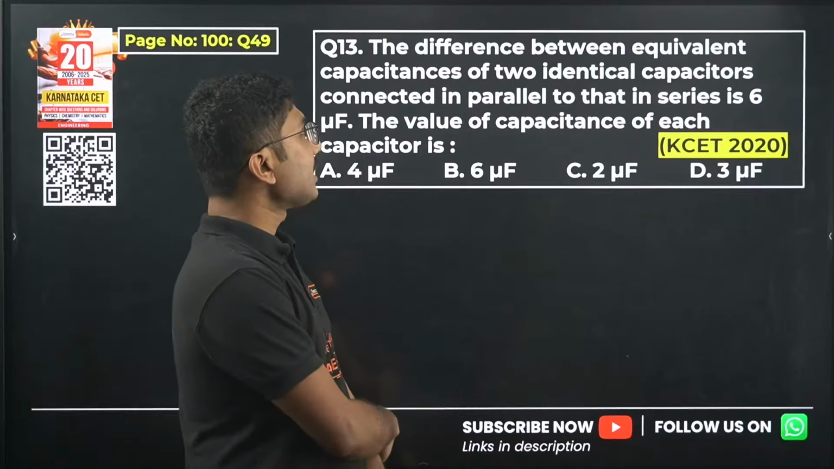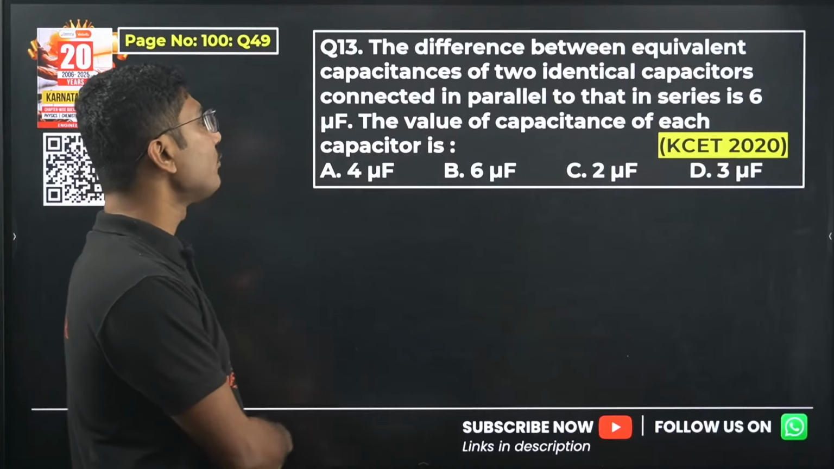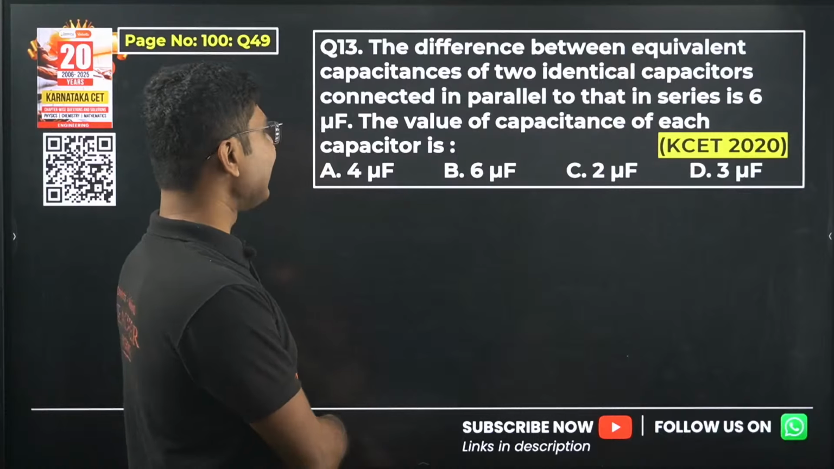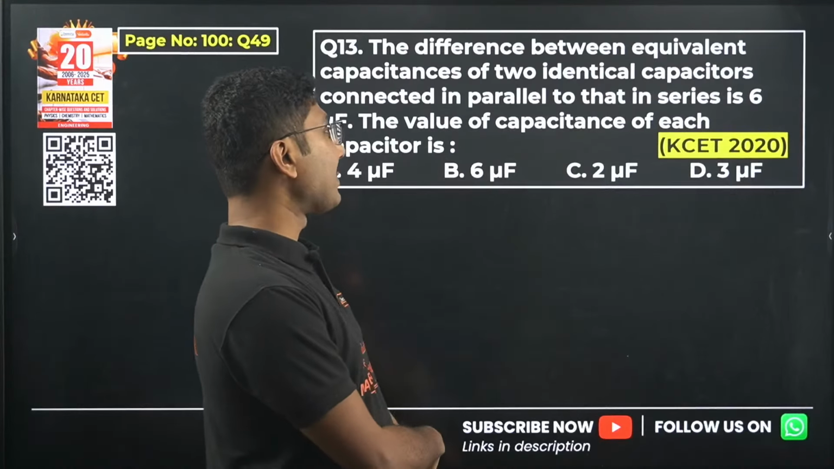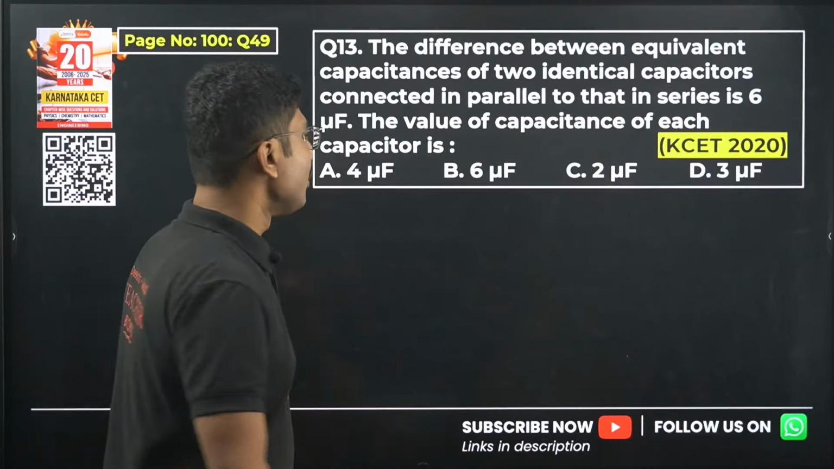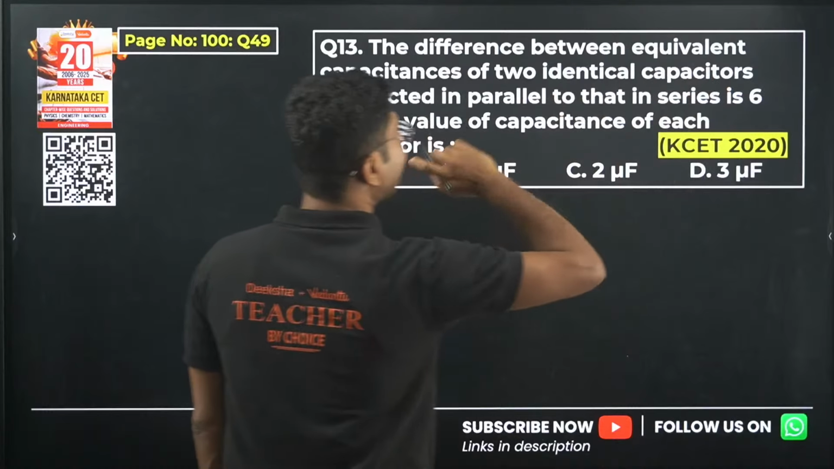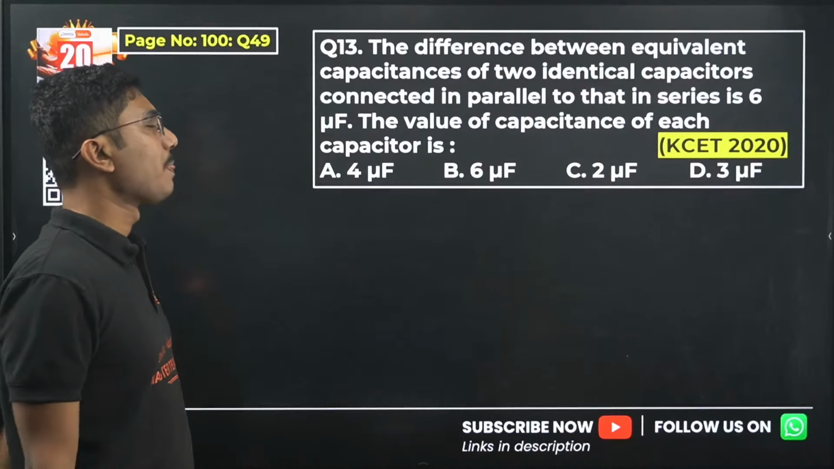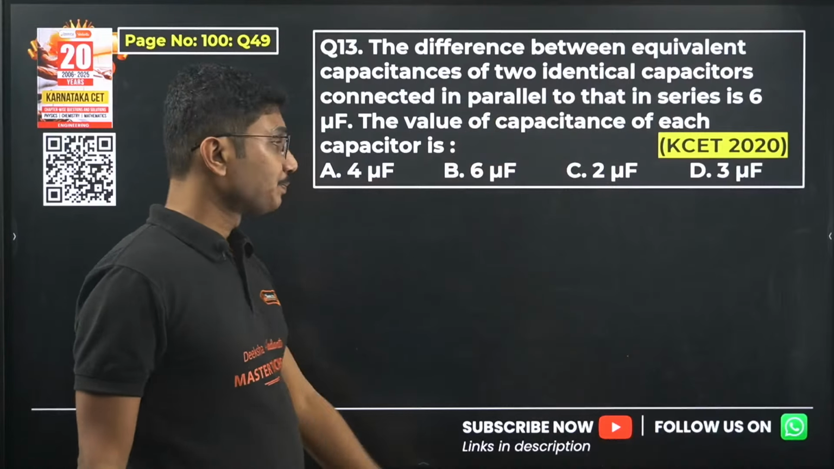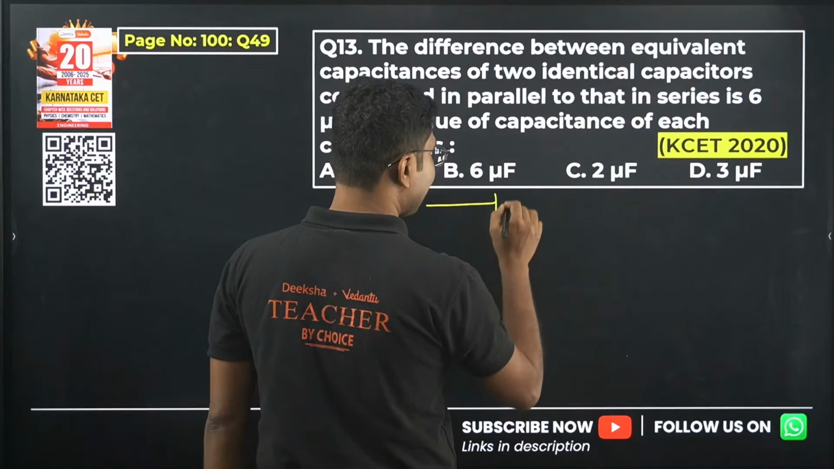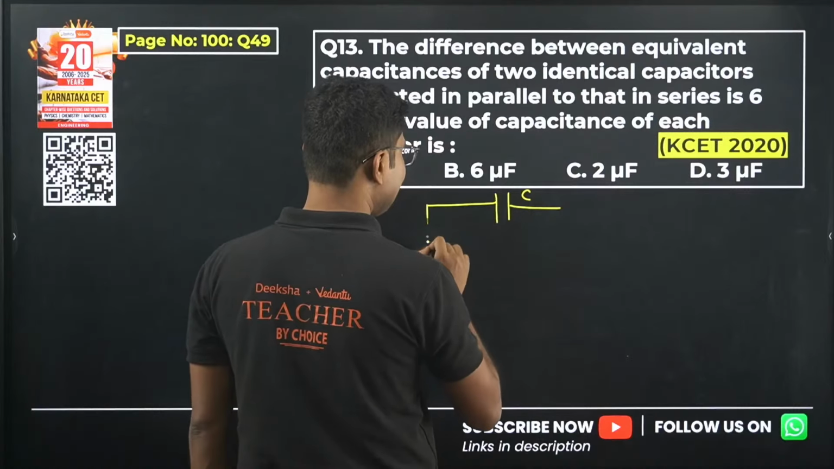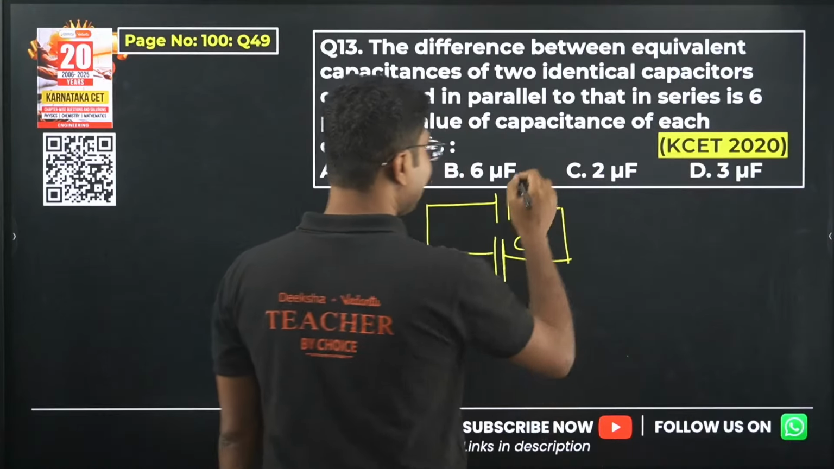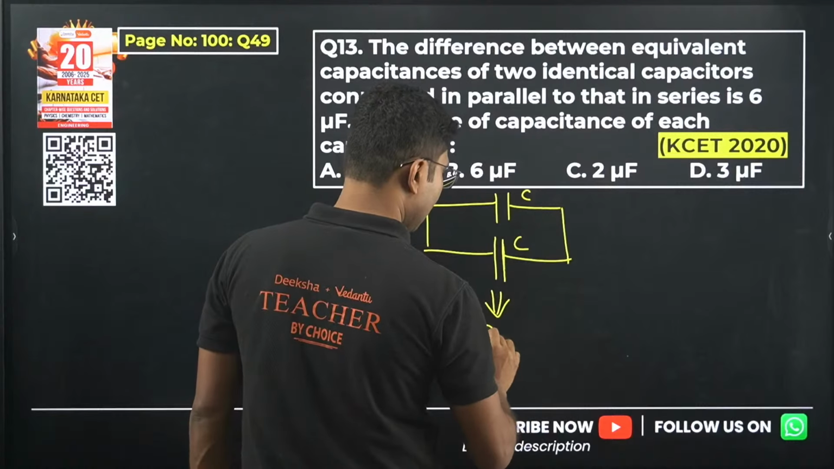Now the difference between equivalent capacitances of two identical capacitors connected in parallel to that in series is 6 microfarad. The value of capacitance of each capacitor is? So we have two capacitors, they are connected in parallel. This is from page number 100, question number 49. The two capacitors, first of all, are connected in parallel. Each of them has capacitance, say C. Once they are connected in parallel, their equivalent capacitance will be 2C.